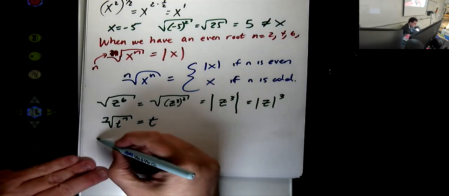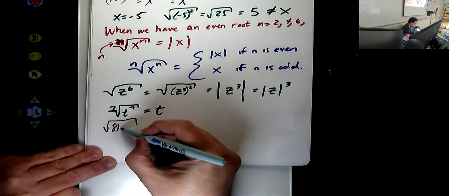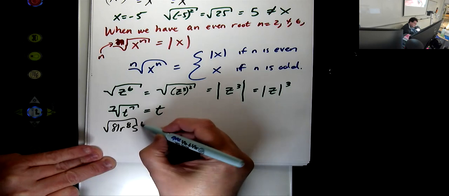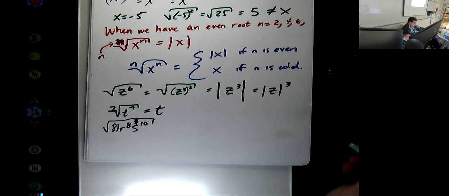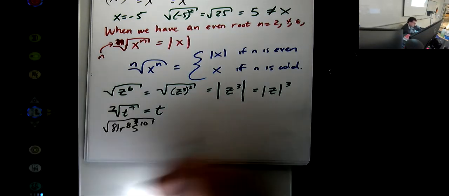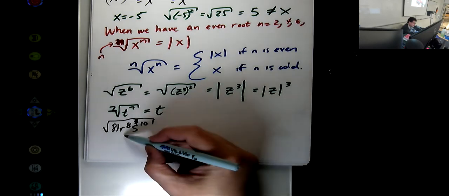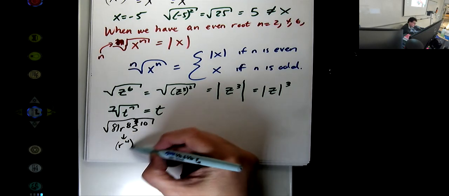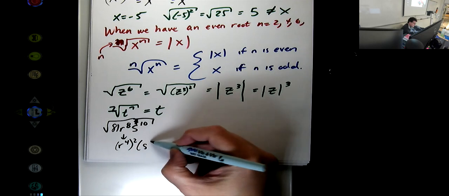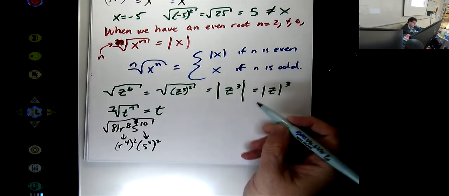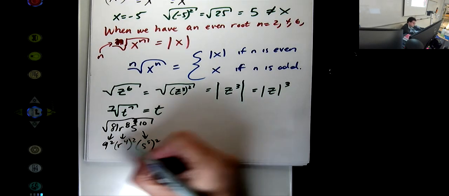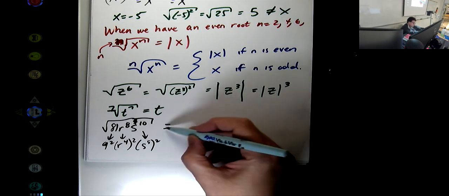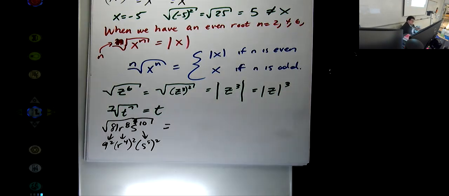If I have the square root of 81 r to the 8th power, s to the 10th power, this is like r to the 4th power squared, and this is s to the 5th power squared. And 81 is 9 squared. So when I do it, it's technically the absolute value.